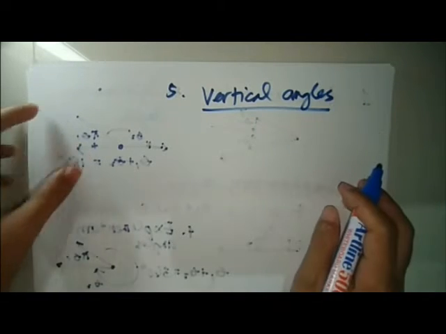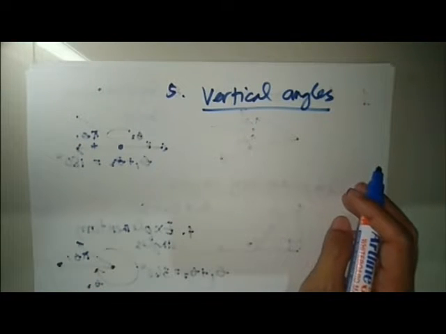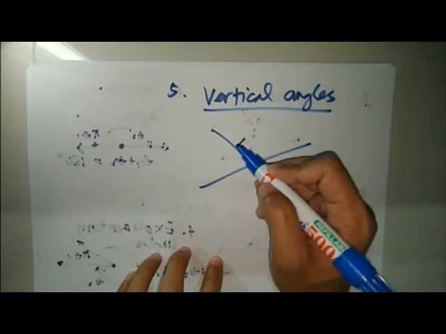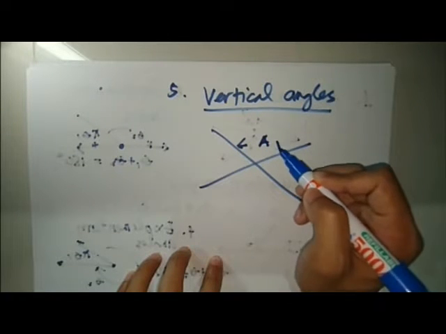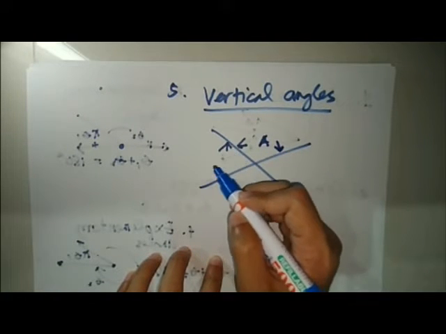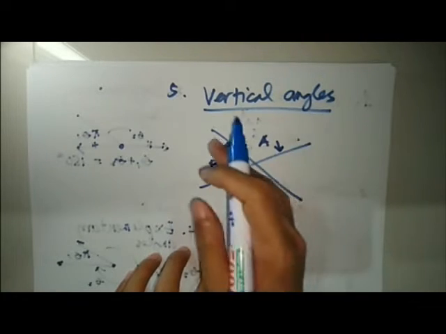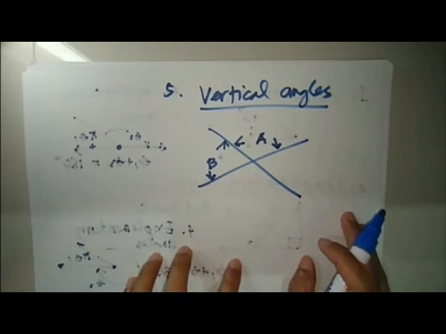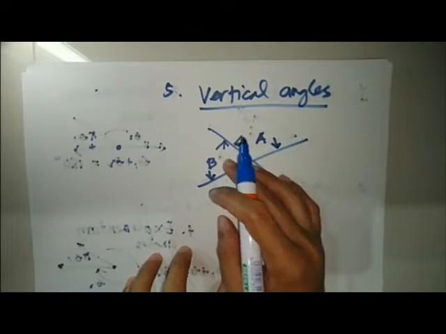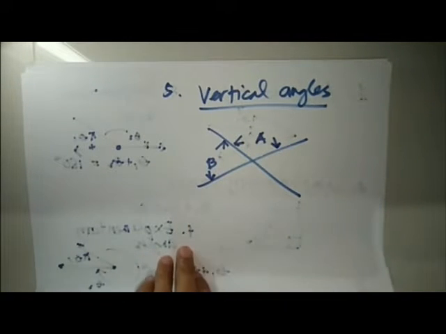Vertical angles are angles formed by two intersecting lines. Say you have angle A and angle B. If these angles are formed between two intersecting lines, therefore A and B are vertical angles. So let's proceed to the units of angle.